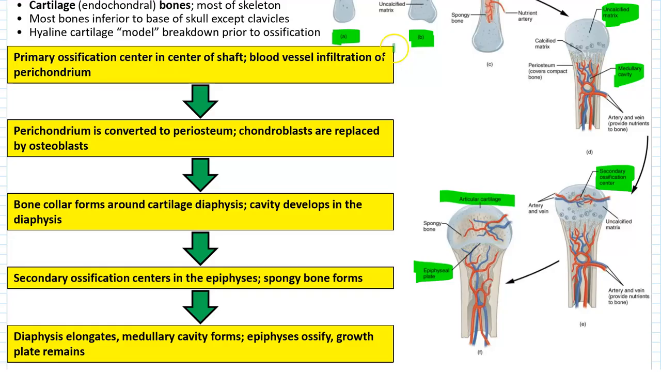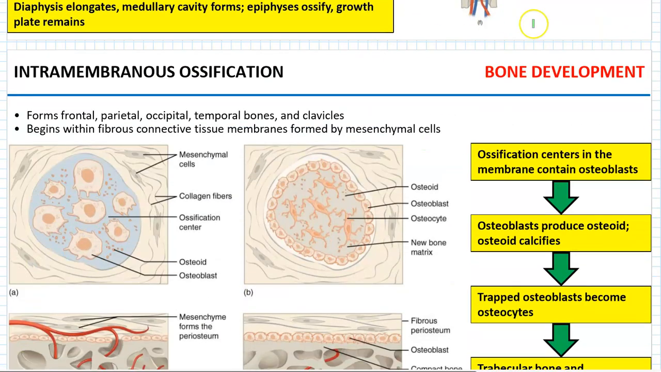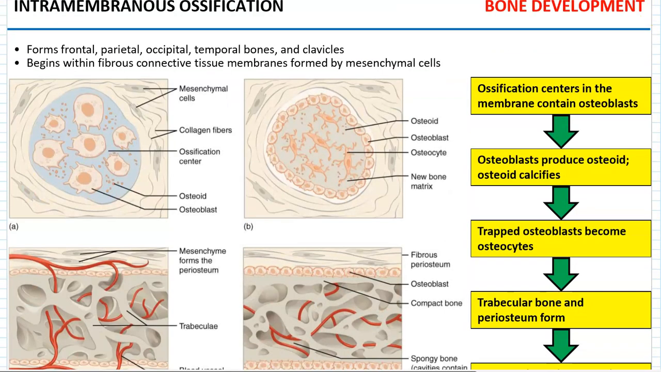But we first need to figure out the second type of ossification, which is intramembranous. And again, think about the name. Intramembranous. Membranous, inside of the membrane. So intramembranous ossification forms flat bones of the skull, such as frontal, parietal, occipital, and temporal, and the clavicle.